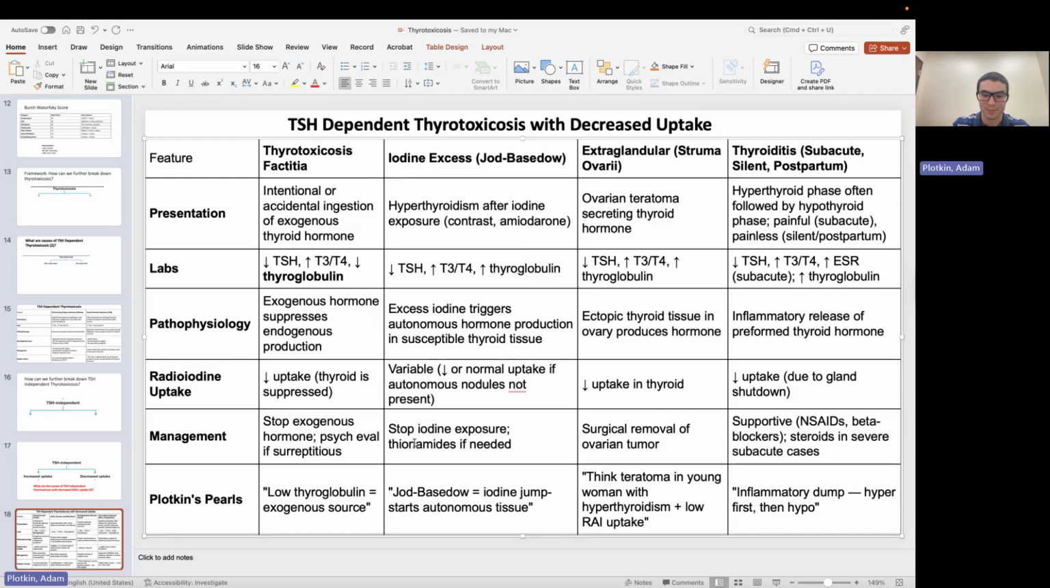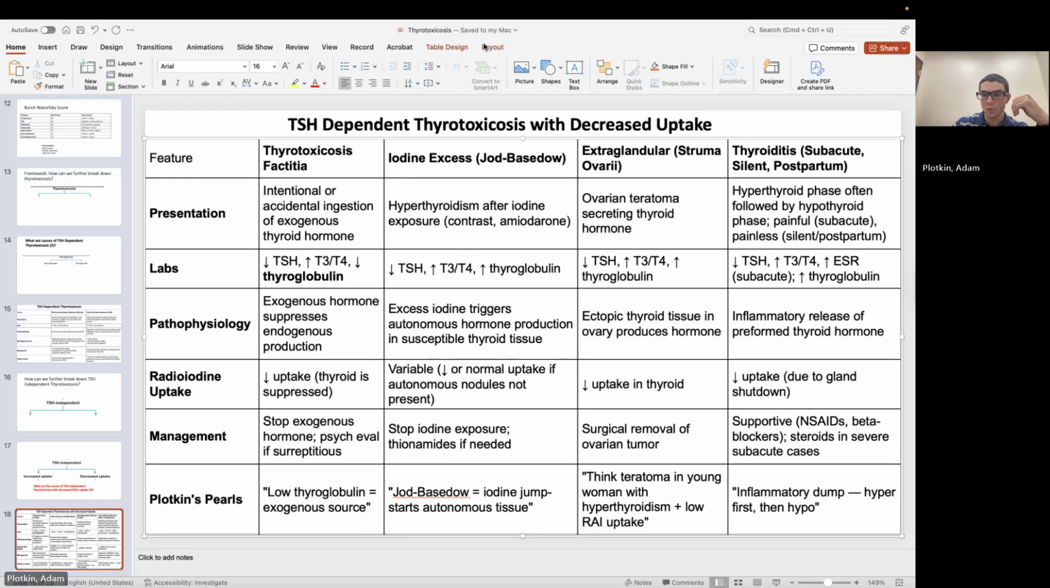So again, we stop the iodine exposure. We can give thionamides if needed. And then again, I want you to think about Jod-Basedow as an iodine jumpstart to autonomous tissue, right? So I give a huge bolus of iodine, it jumpstarts the thyroid gland. We dump a ton of T4, T3, but now that feeds back, it shuts down TRH, it shuts down TSH. TSH is my key to my thyroid gland factory. We throw away the key because TSH isn't working. My factory remains closed. It's not going to uptake iodine.